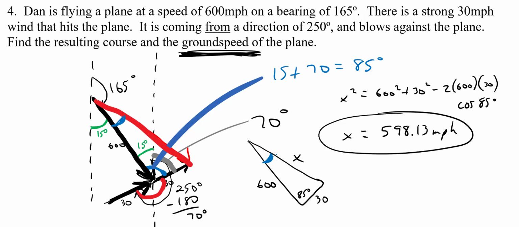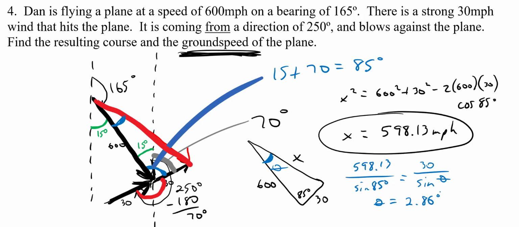So this is pretty easy because once I have the 598.13, which you are storing in your calculator, you have an opposite side-angle relationship. So that 85 degrees goes with that x. So basically I have 598.13 over sine of 85 degrees is equal to 30 over sine of, we'll call that theta, sine of theta. You put it in your calculator and you wind up getting theta is equal to 2.86 degrees.